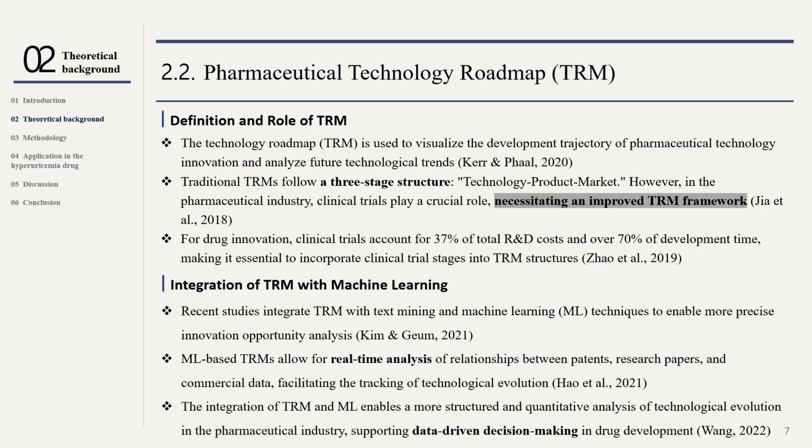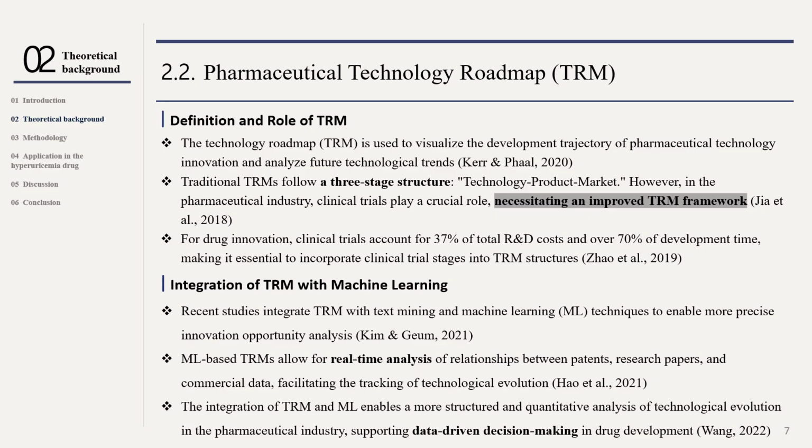Traditional TRMs follow a three-stage structure: technology, product, market. However, in the pharmaceutical industry, clinical trials play a crucial role, which necessitates an improved TRM framework. For drug innovation, clinical trials account for a large amount of R&D cost.